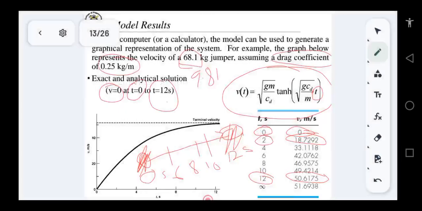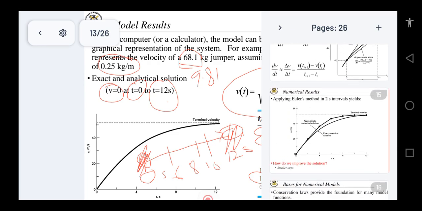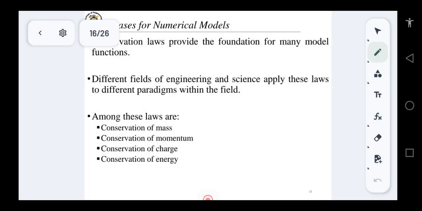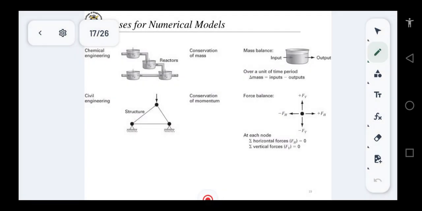Okay, so let's move on. There are some things that are not really important. Okay, so let's see some basics of numerical models. We can also use mathematical models on conservation of mass, conservation of momentum, conservation of charge, conservation of energy. We can also perform some mathematical models on that. Okay, so for example, I think I have this example here. In chemical engineering, we can apply these things.